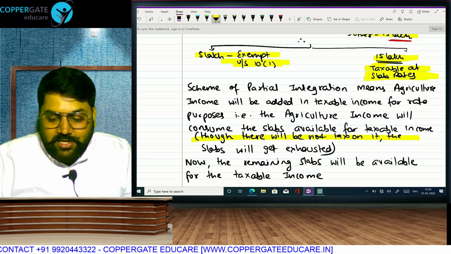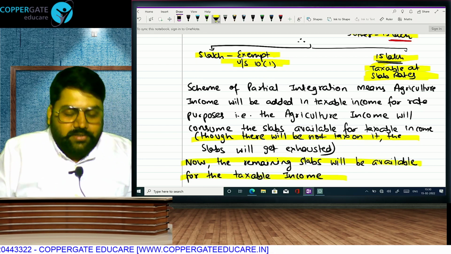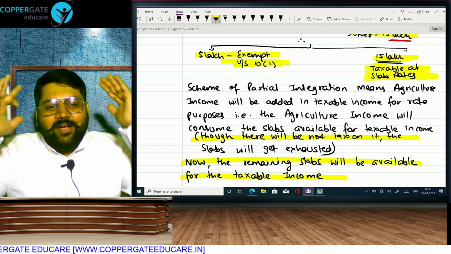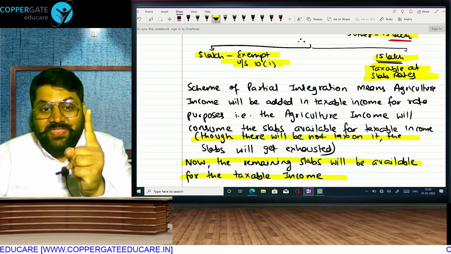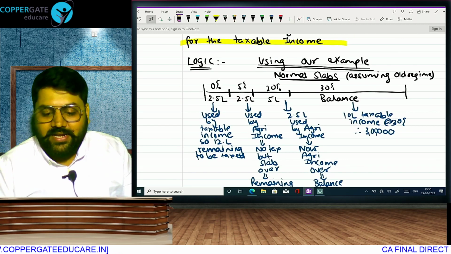Your non-agriculture income will be taxed at higher rates. The remaining slabs will be available for taxable income. Some students are like, sir, I didn't understand anything, sir. It went above the head. Nothing is bigger than logic. Now focus on the logic. Let's take our example only.